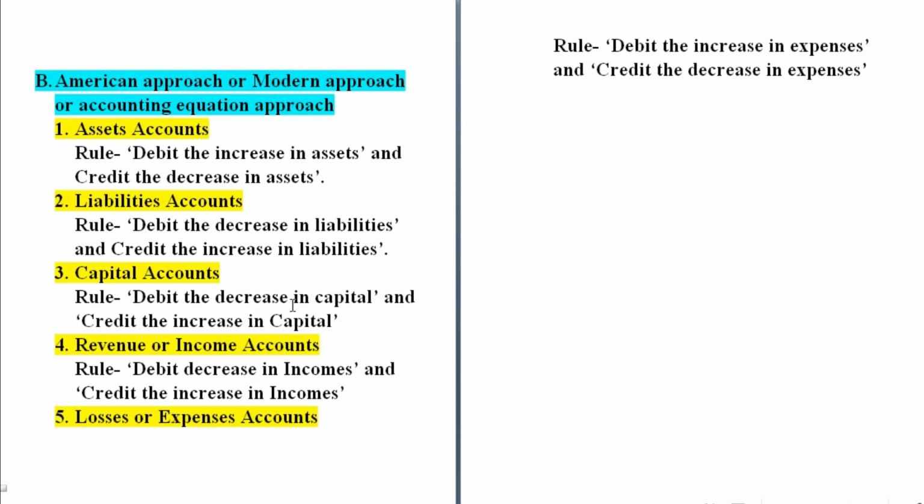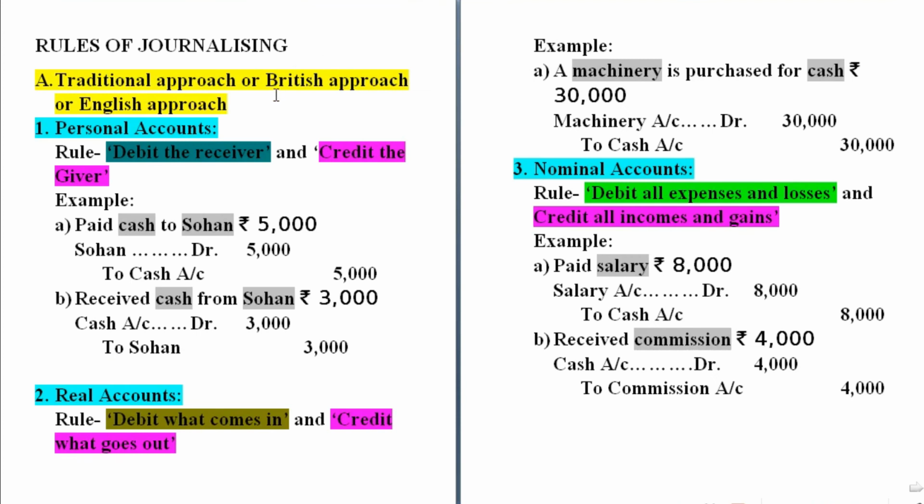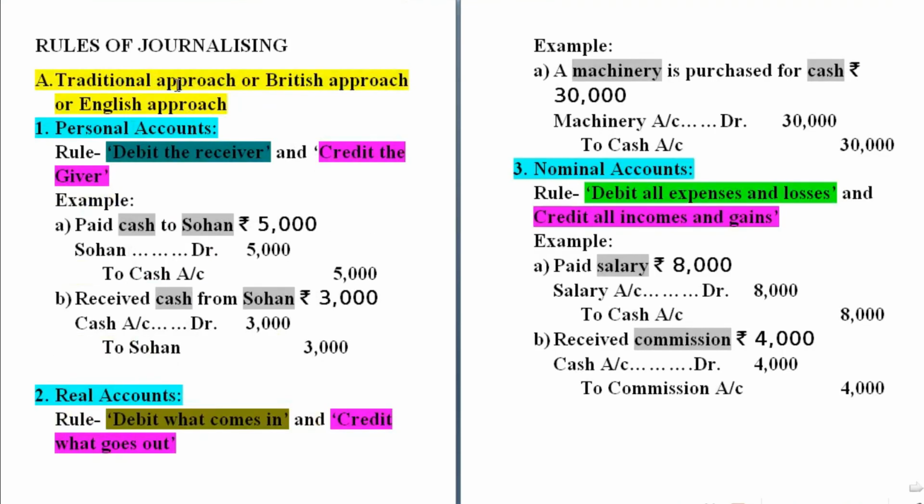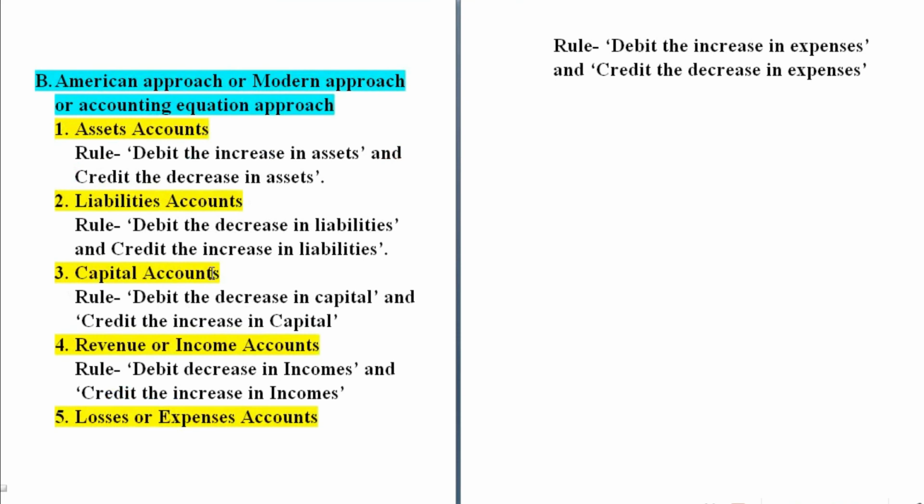Okay, so students, today we have learned the two approaches of doing journalizing. We have learned the traditional British or English approach and the American modern or accounting equation approach. Now if you ask me which rule is much easier to follow and remember, I will tell you that it is the traditional rule. Okay, but there are some questions which confuse you, like liability or capital. In those cases you can follow this American or modern approach.